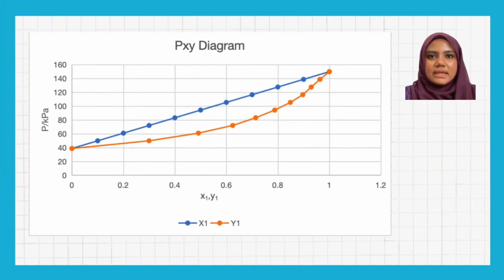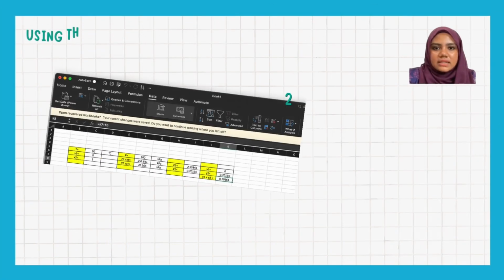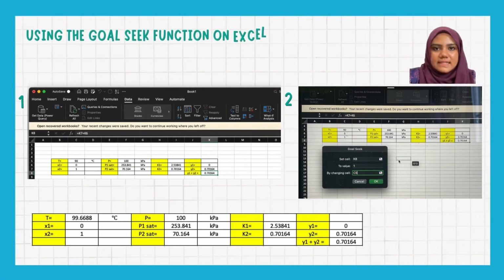This is the graph of Pxy calculated from the table previously. We can see that the values of x1 and y1 increase linearly with pressure. After the point of intersection between x1 and y1, the component only exists in one phase and no liquid-vapor equilibrium exists between the components. The calculation of the Pxy graph was done using Excel.